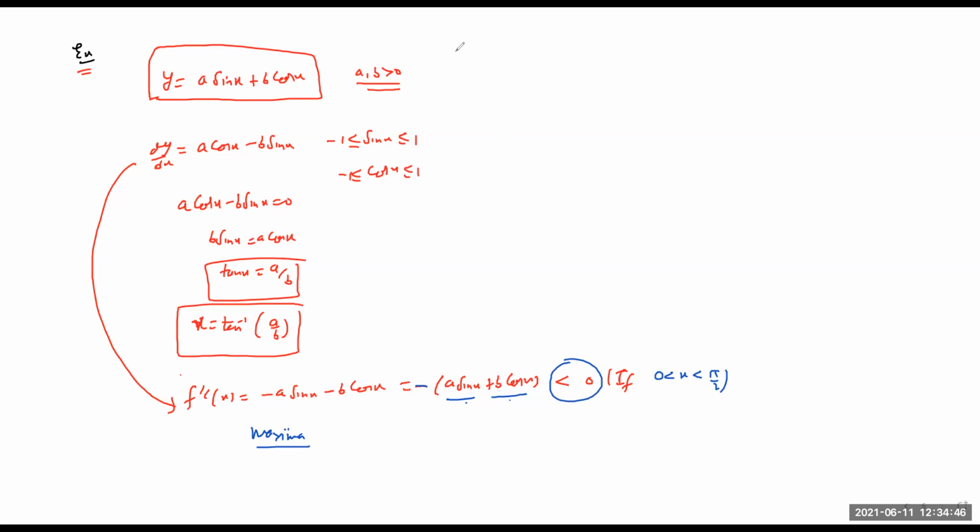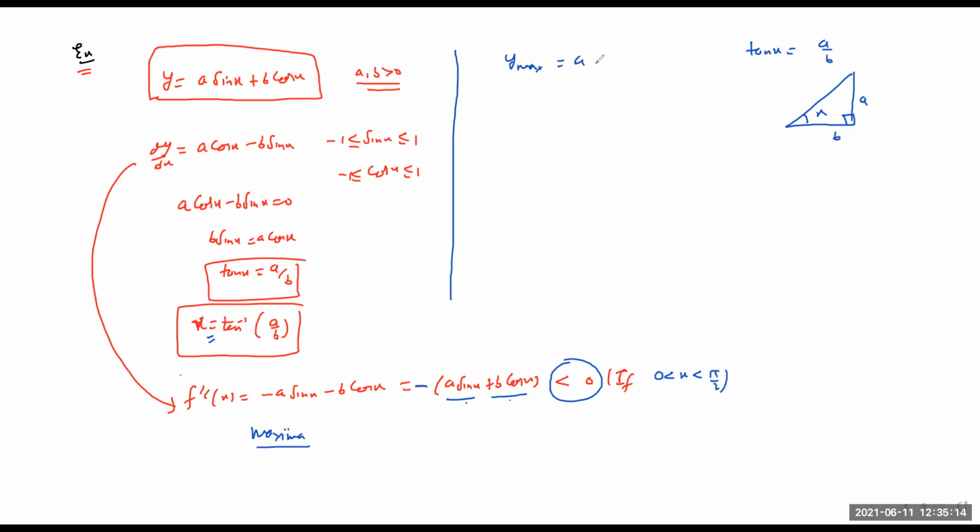So how to get y max? Now we know that maximum will be at this location, at this angle. This is the critical point at which the angle is maximum. But what is the maximum value of y? How to find this? By putting that value in y, f of tan inverse a by b. So don't put it like that.